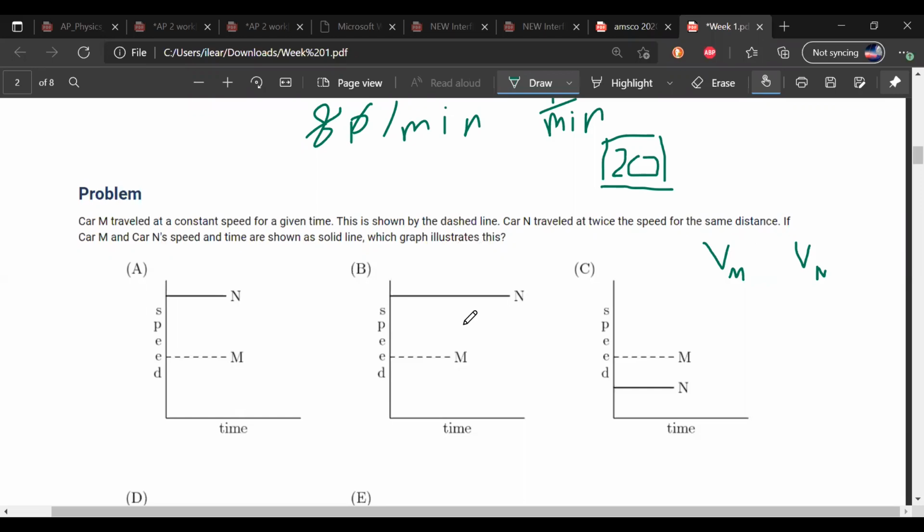So they travel for the same distance. However, we know Vn is equal to 2Vm. Right? So Vn is equal to 2Vm. Then that means that Vn, or at least n, should be twice the amount of m in terms of the y-axis, which represents speed. So let's look at this by process of elimination.